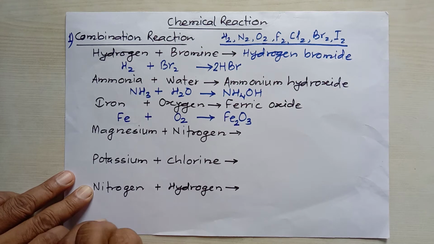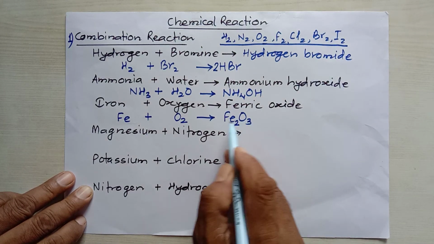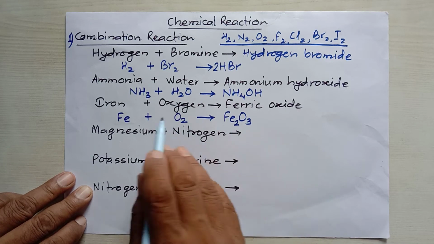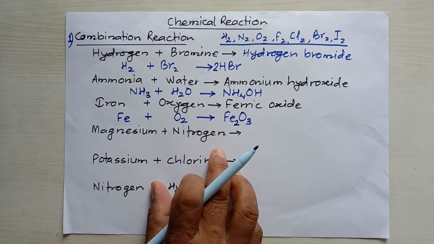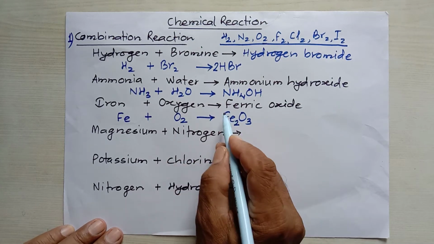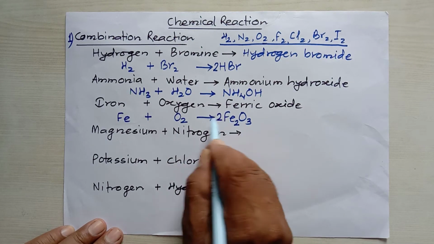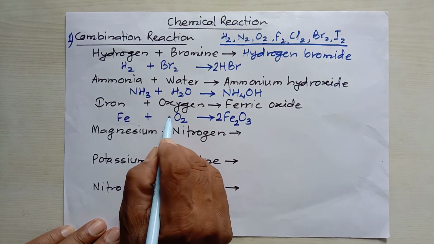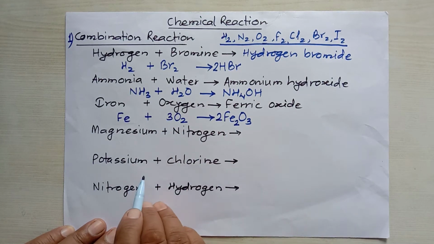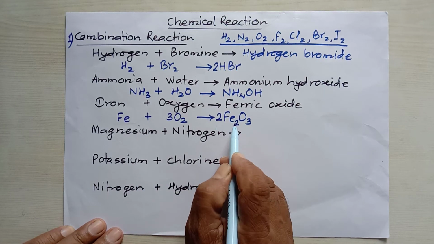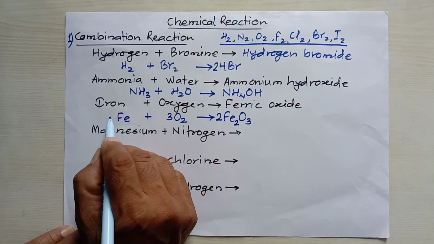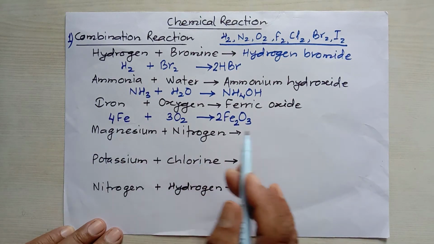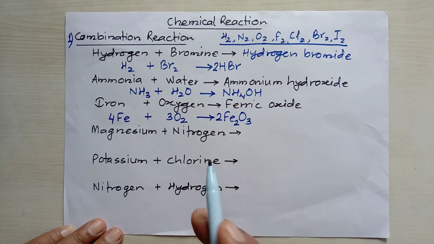Let's balance this equation. Here oxygen is 3, here it is 2. Here is an odd number, this is an even number. If an odd number and an even number come on two sides, then the odd should be converted to even by taking 2 in front of that molecule. 3 times 2 is 6. Now here it is 2 only, so 3 times 2 is 6. Oxygen is balanced. Now it's the turn of iron. 2 times 2 is 4. If we take 4 here, then iron is also balanced. This is a combination reaction in which two elements are combined.